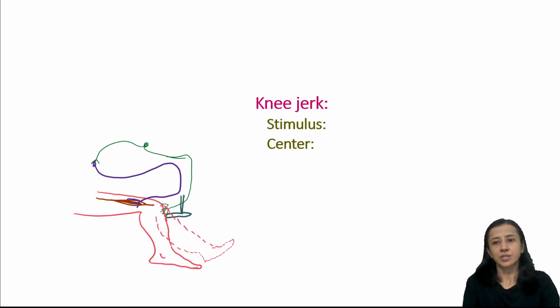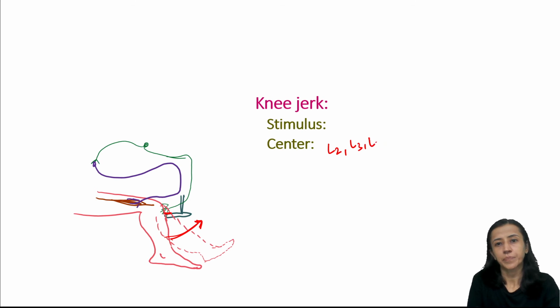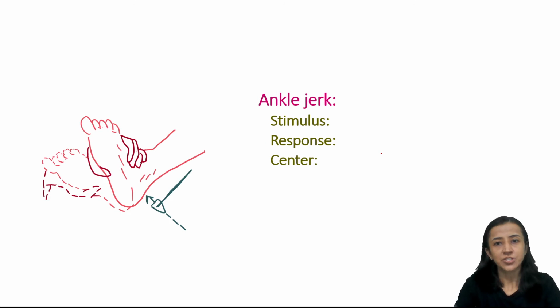Then knee jerk. What is the stimulus? You give a stroke on the patellar ligament, and the response would be extension of the leg. Afferent, efferent and center are L2, L3, L4. Then ankle jerk. The stimulus is given on the tendo Achilles. You first dorsiflex the foot and give a stroke on the tendo Achilles, and the response is plantar flexion. Afferent, efferent and center are L5, S1, S2.